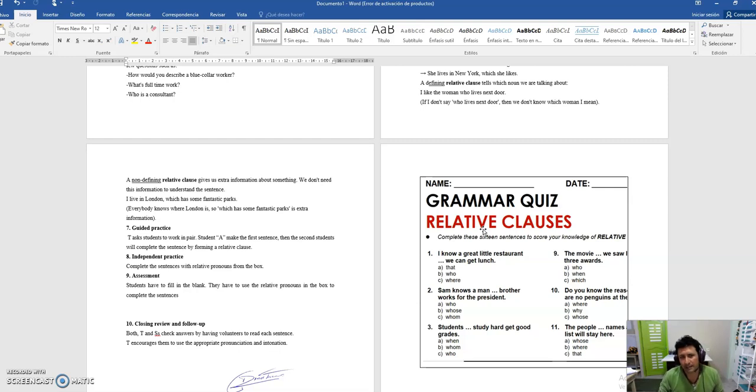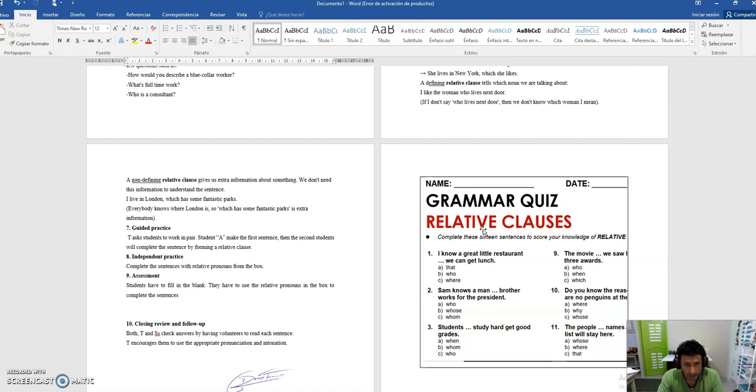For example, student A makes the first sentence, then the second student will complete the sentence by forming a relative clause. That's very easy. Now, the independent practice. Independent practice is because they already have the modeling and the guided practice, and my learners need to practice by themselves. All these activities are related to succeeding and progressing with my goals, with my objectives. That's very important. You see, we're driving them through to the goals.